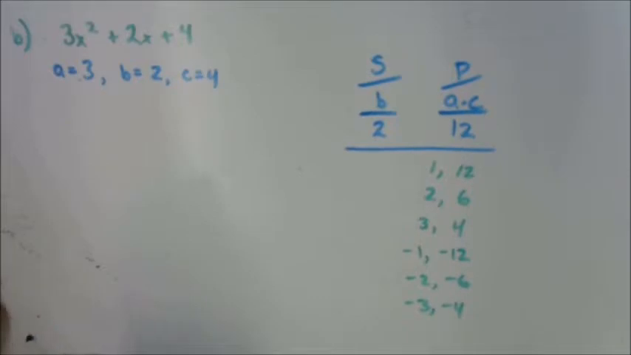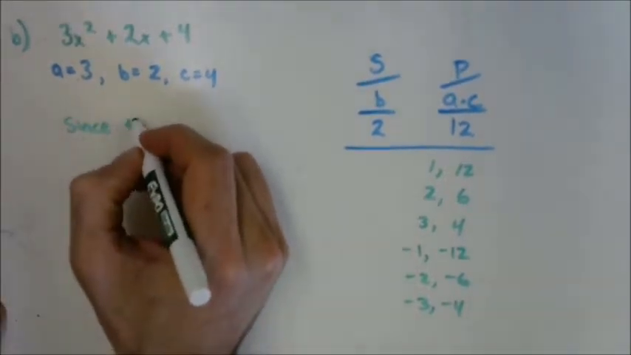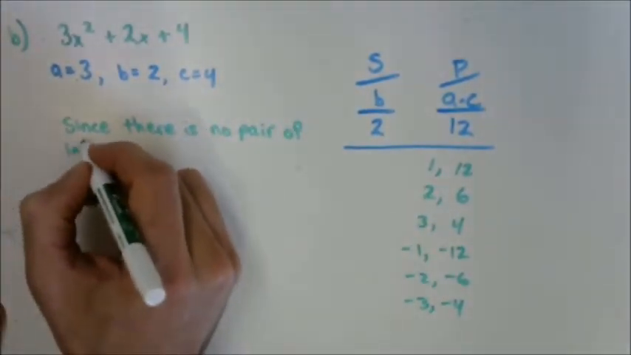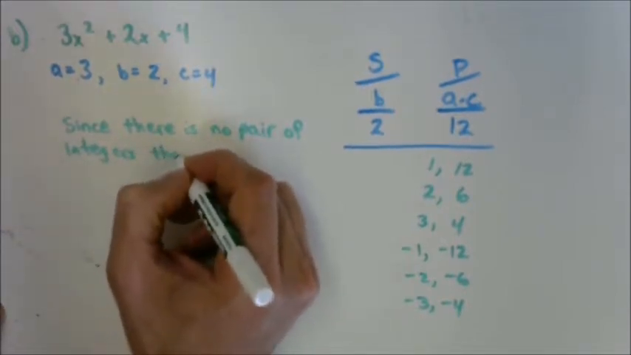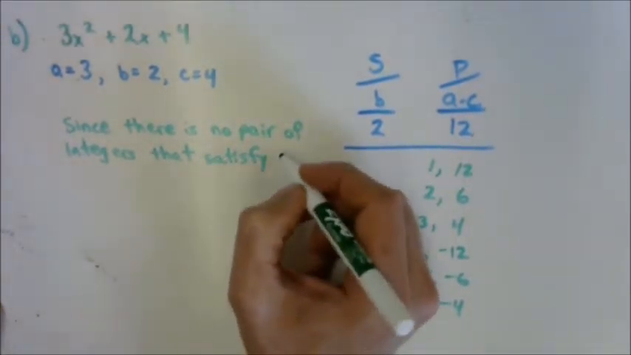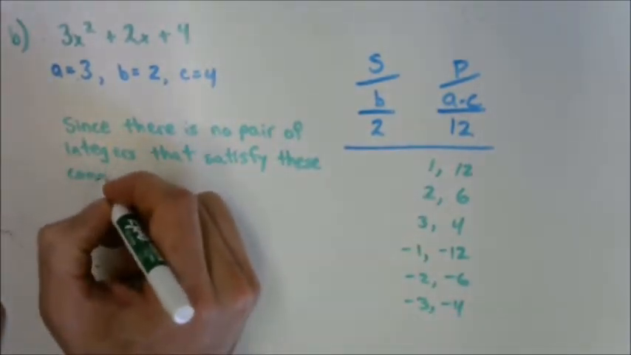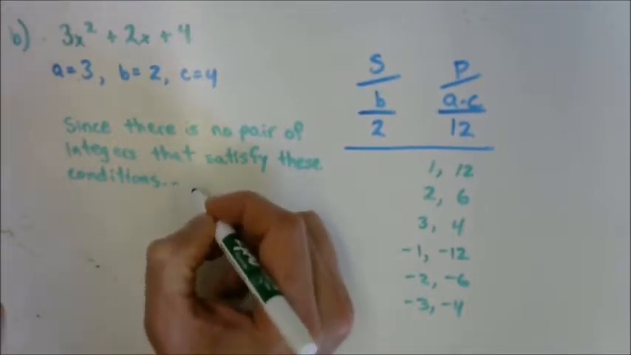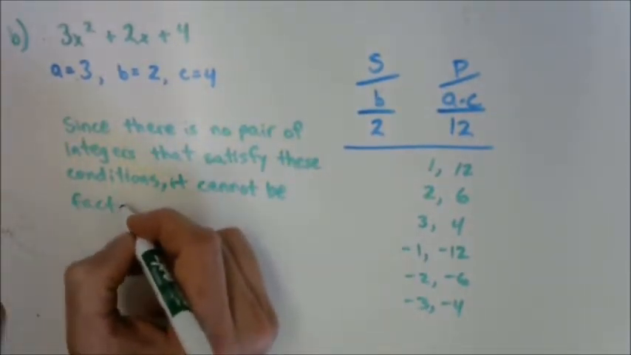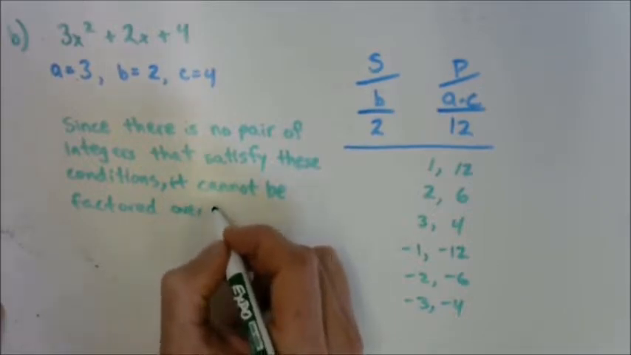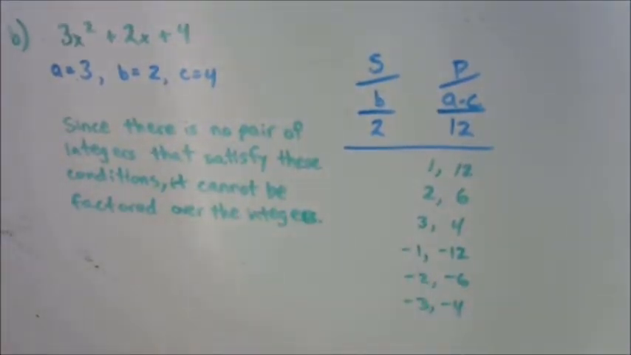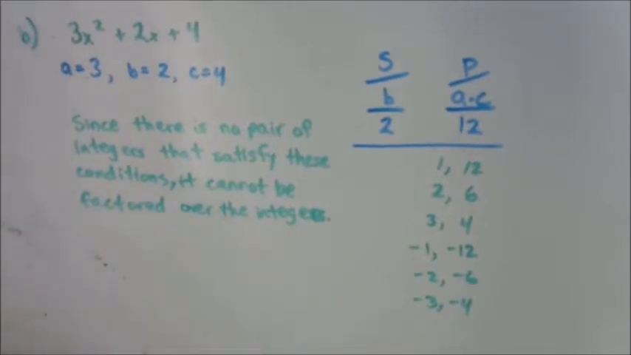Since there is no pair of integers that satisfy these conditions, it cannot be factored over the integers. So that means it might be able to be factored using decimals and fractions, but it can't be factored using the skills that we have. It can't be factored over the integers.